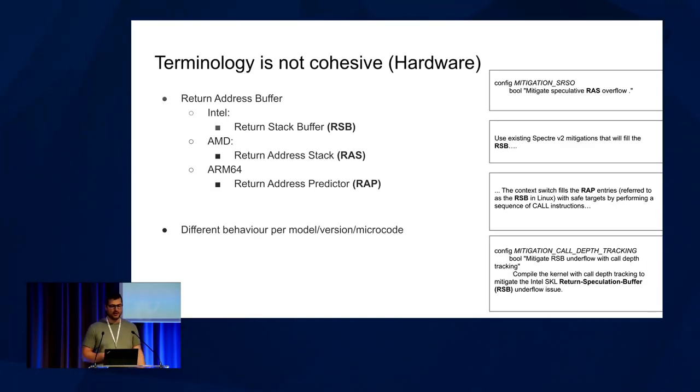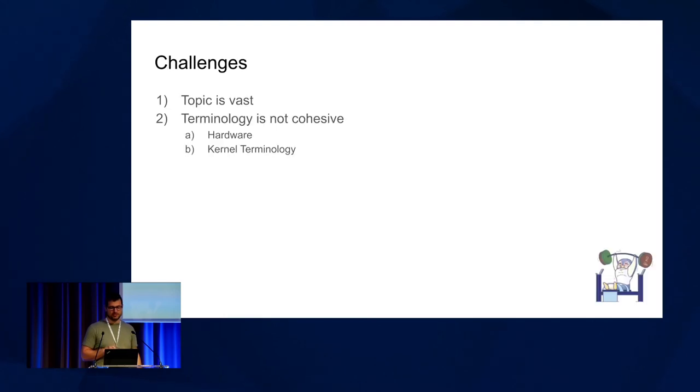For instance, remember the return stack buffer? That is called RSB on Intel. On AMD, it's called RAS. On ARM64, it's called RAP. And if you look at the Linux kernel, same thing. Sometimes you have RAS, sometimes RSB. And in some cases, they made up something like return speculation buffer. This is something I fixed a while ago, but I had never read about this before. So once you try to learn more about it, you see a few challenges that you need to understand in order to make some progress.